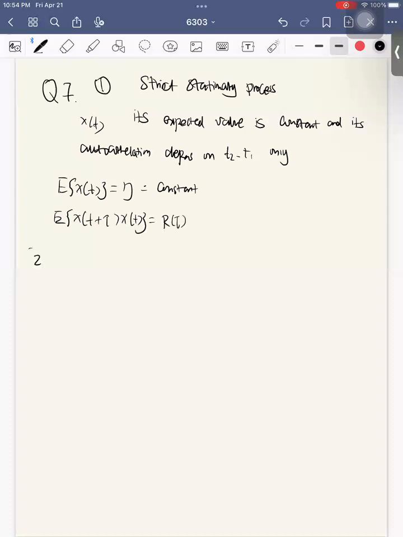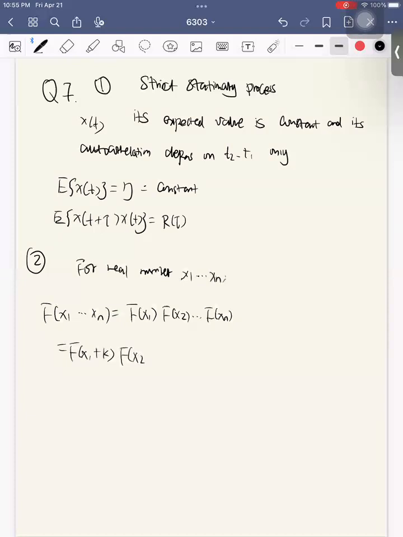And for the second property, we have for the strict stationary process, for real numbers x1 to xn, f(x1, ..., xn) is equal to f(x1 + k, x2 + k, all the way to xn + k). Here, we can organize the equation into this format.